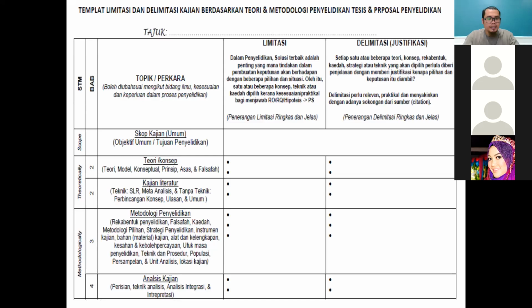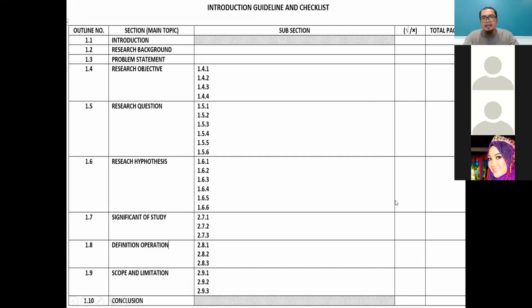This one in Bahasa is okay, same like this. Okay, this sounds like a checklist. Okay, introduction. See, this is the outline in chapter 1: introduction, research background, problem statement, research objective, research question, research hypothesis, significance of the study, definisi operational, scope and limitation, and conclusion.